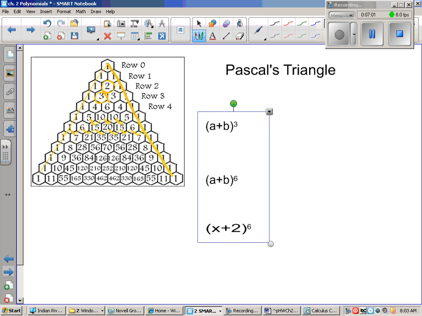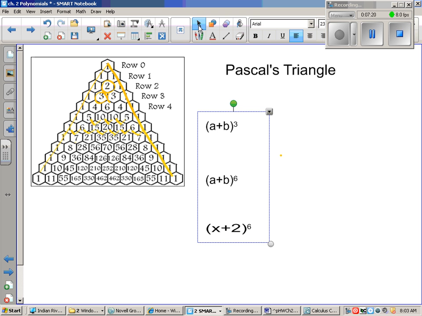Now the significance of that is absolutely huge, because now when we ask you a question, a plus b cubed, I actually don't have to multiply it all out. Or a plus b to the 6th, or x plus 2 to the 6th, or any other number to any power. We can actually do it in a shortcut way. And I want to show you that.